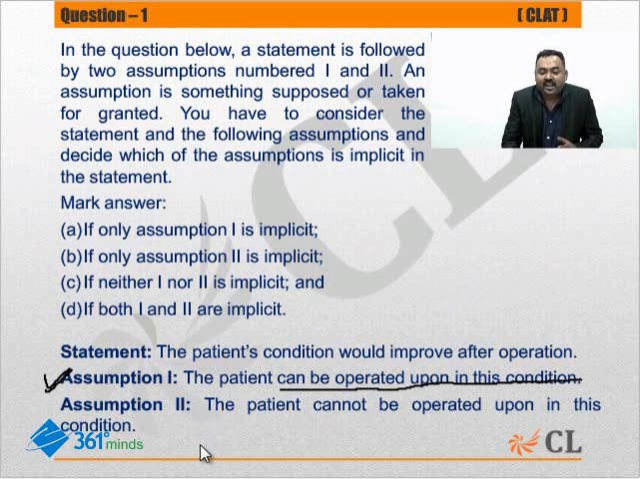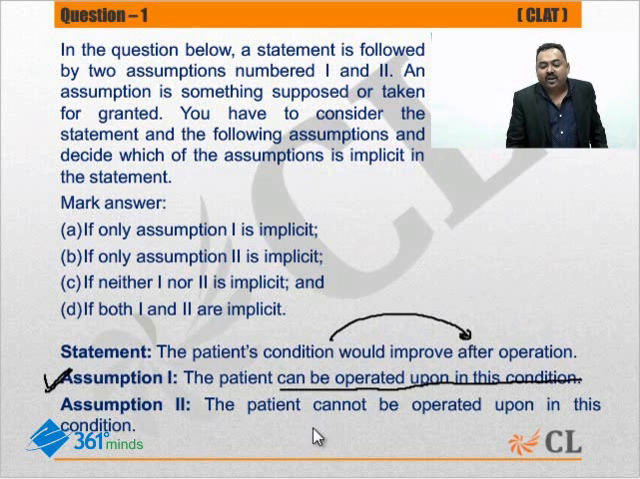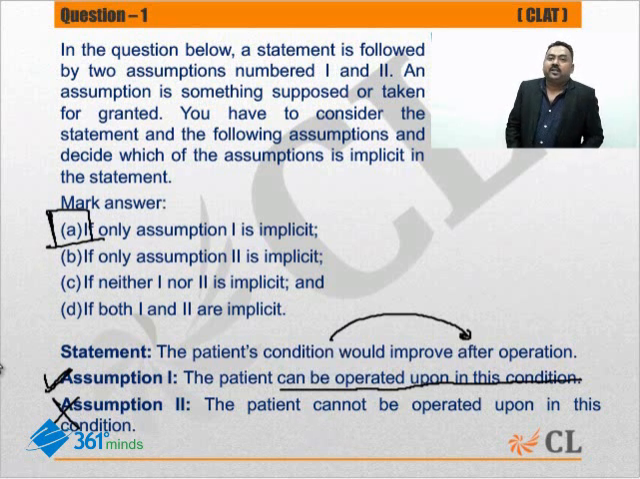Okay, assumption 2 is saying the patient cannot be operated, which is not possible. If the statement is clearly saying the patient's condition would improve after operation, how can you say the patient cannot be operated? So, assumption 2 is not implicit. Answer is option A. Let's do a few more so that you can understand this concept of negation.